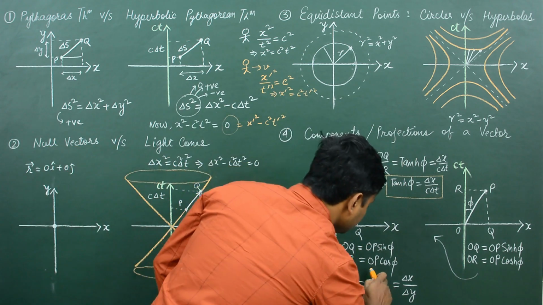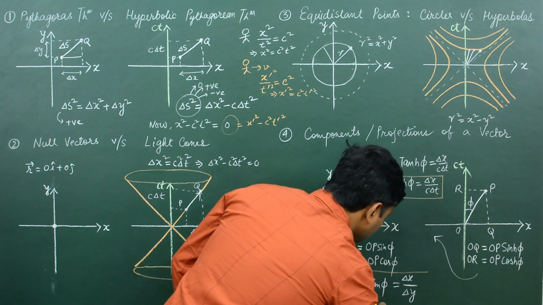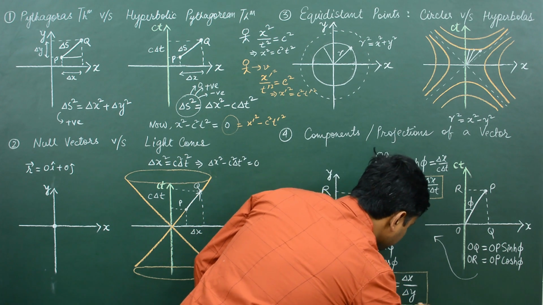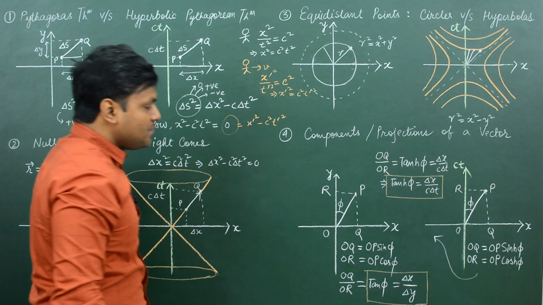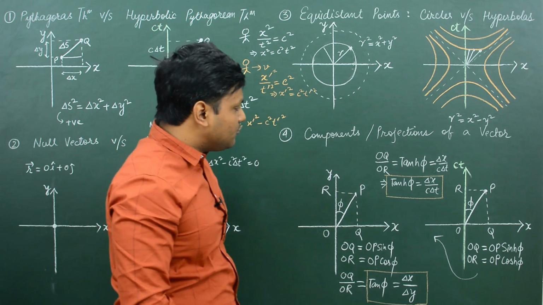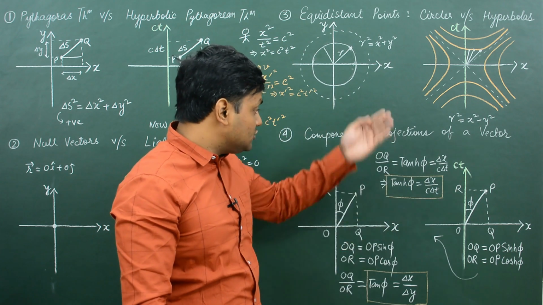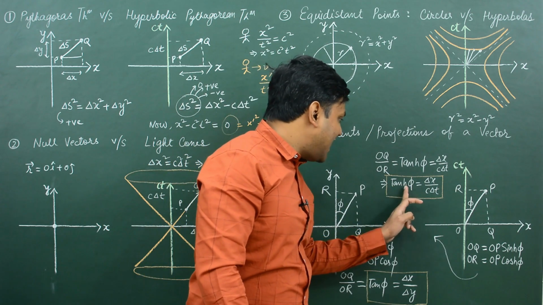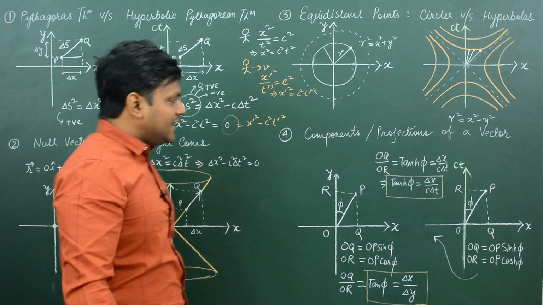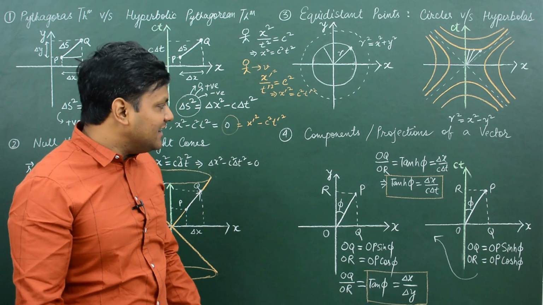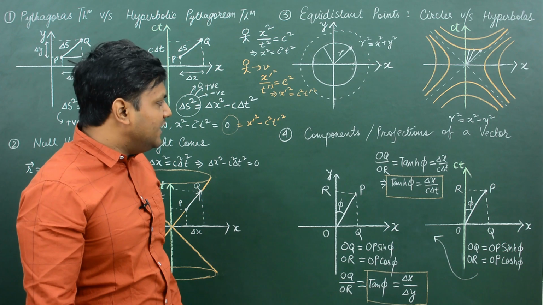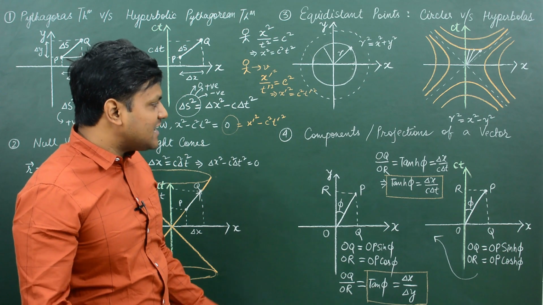In Euclidean space, the projections onto the x and the y axis, their slope is given by tan phi, but in Minkowski space-time, the projections onto the x and the time axis, their slope is given by the tan hyperbolic phi.